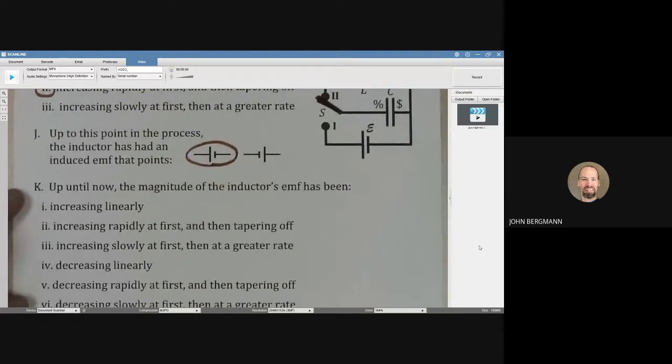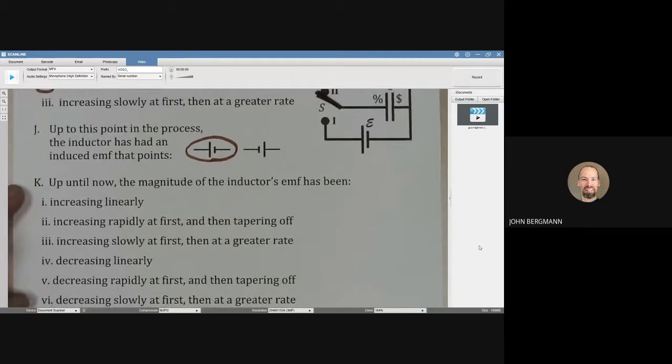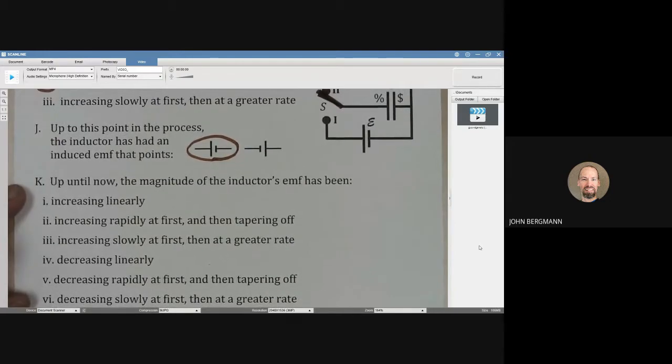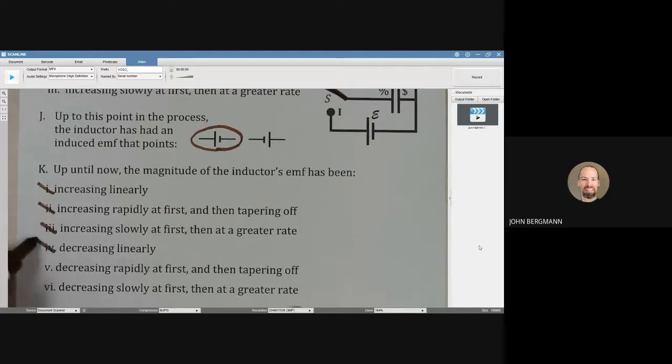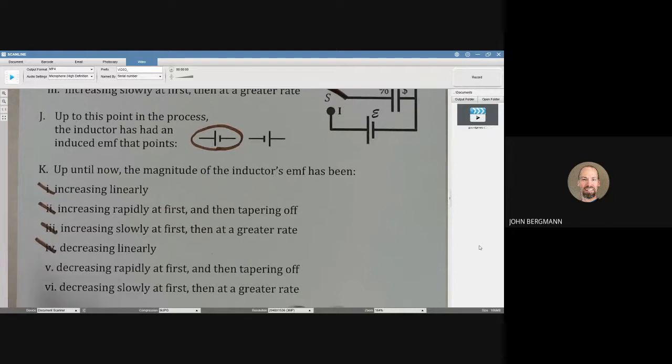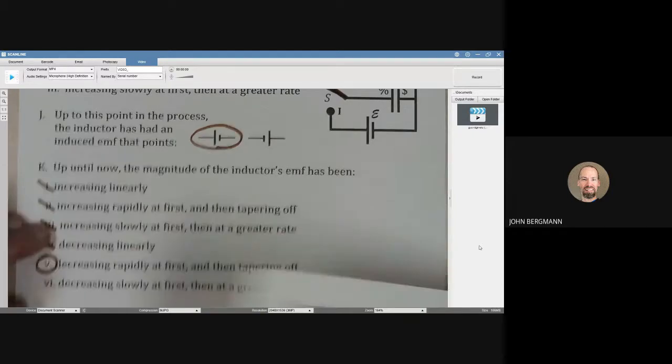Up until now, the magnitude of the inductor's EMF was a maximum at first, wasn't it? So any of this increasing stuff is definitely no good. Decreasing linearly, that's never a good choice. Decreasing rapidly at first and then tapering off, or decreasing slowly at first and then at a greater rate. There's always a lot of change right at first, and then the rate of change tapers off.